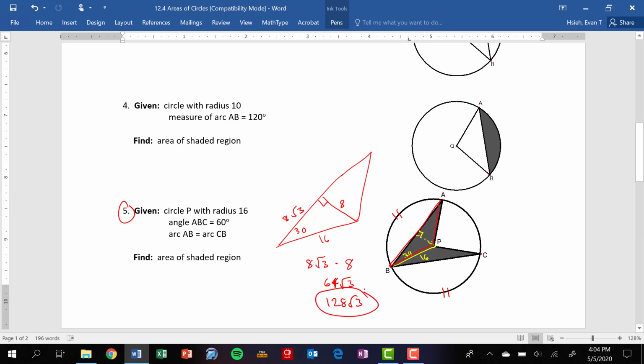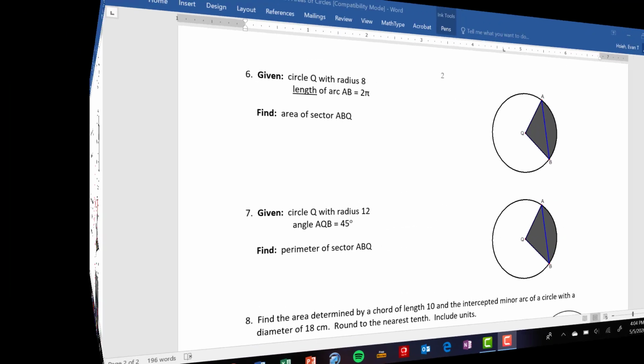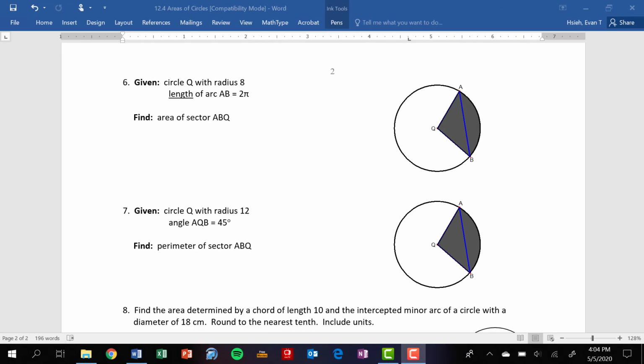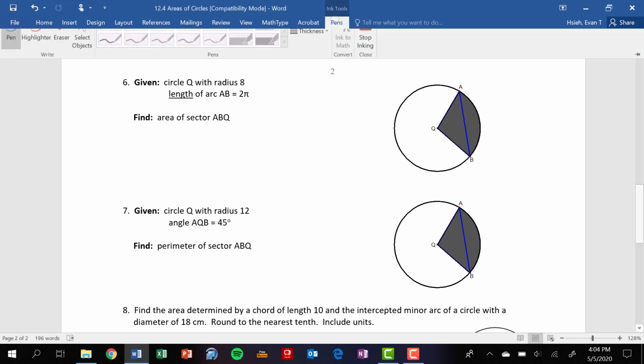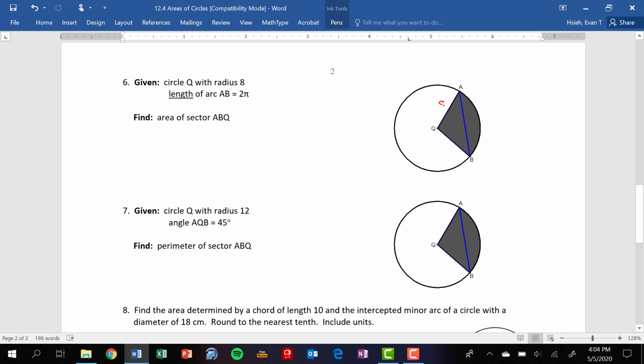All right, let's flip over to the next page and take a look at some of the problems on the back. All right, moving on to the back side here, I see circle Q with a radius of 8. So I know this is 8 here. The length of the arc is 2 pi, so I know the measure of the arc divided by 360 times our circumference, which in this case we know is just going to be 16 pi.